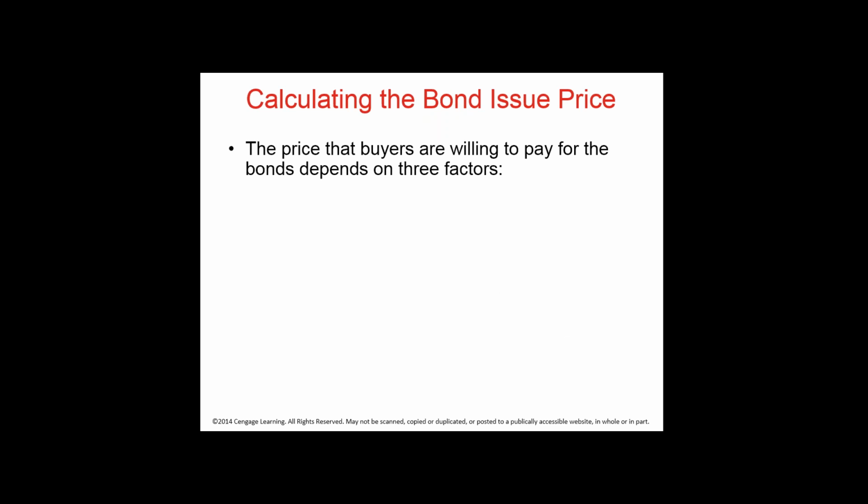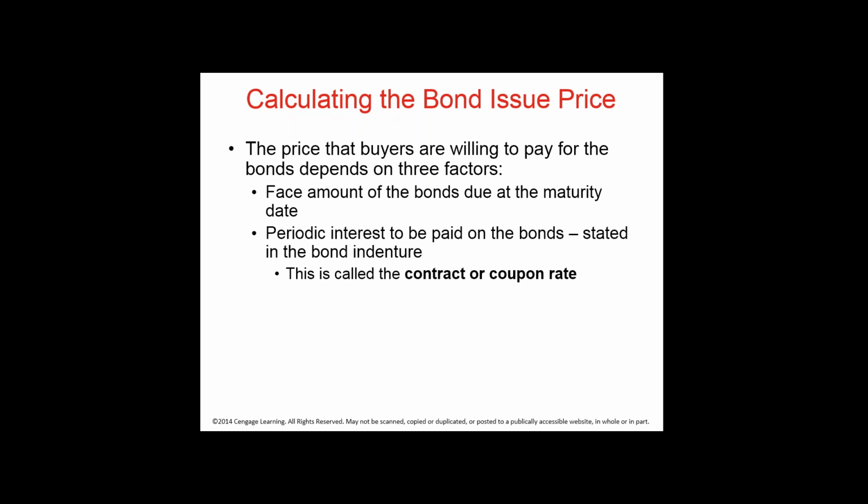Now, the price that they're willing to pay for the bonds depends on what's the face amount. If the face amount is $10,000, fewer people are going to be interested in buying. If it's $1,000, I might even buy a bond. It also depends on the interest to be paid on the bond and the current market rate. So all these things play into whether I want to buy a bond or not.